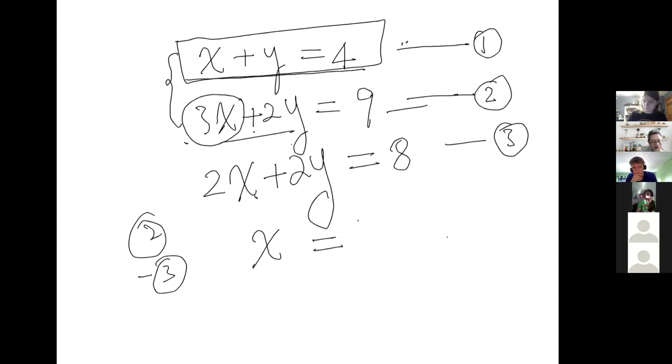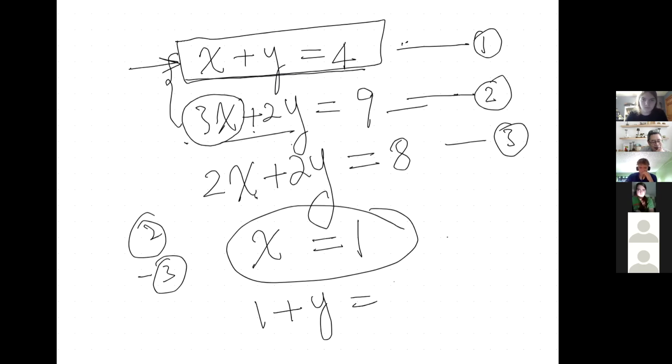Good? Okay, once we have that, then we just plug in, it really doesn't matter which one. If we plug in on the top one here, then we got 1 plus y equal to 4, then minus 1 on both sides, then our y will be 3. Good?